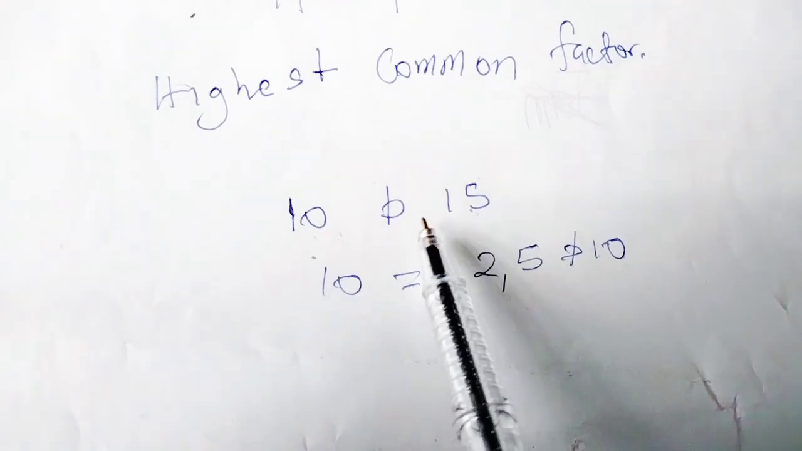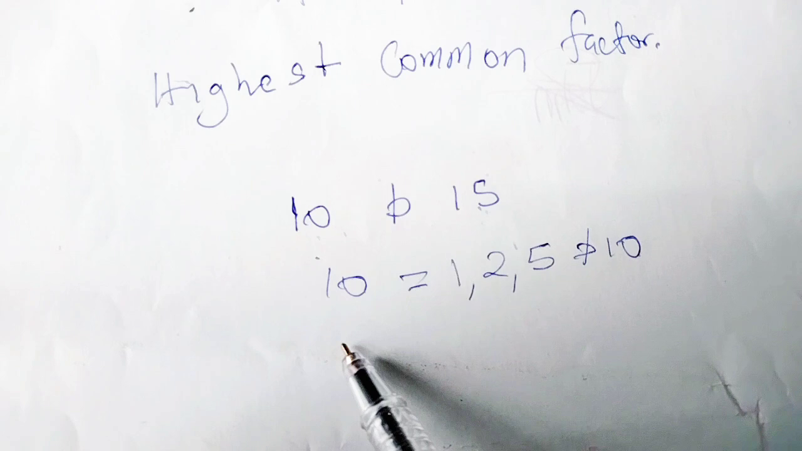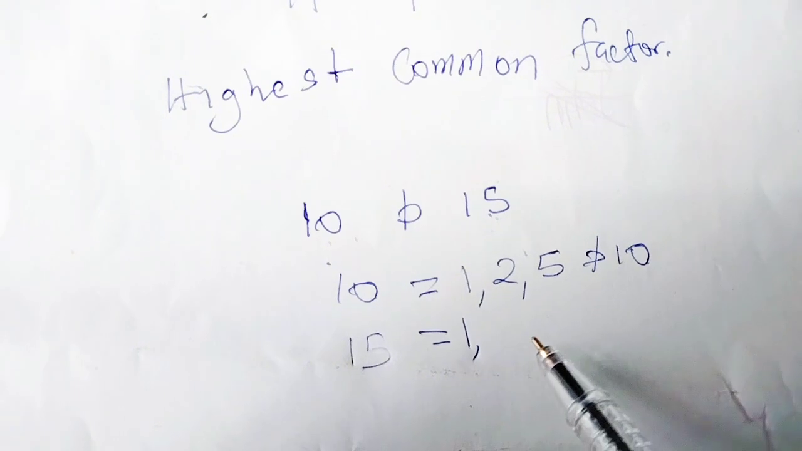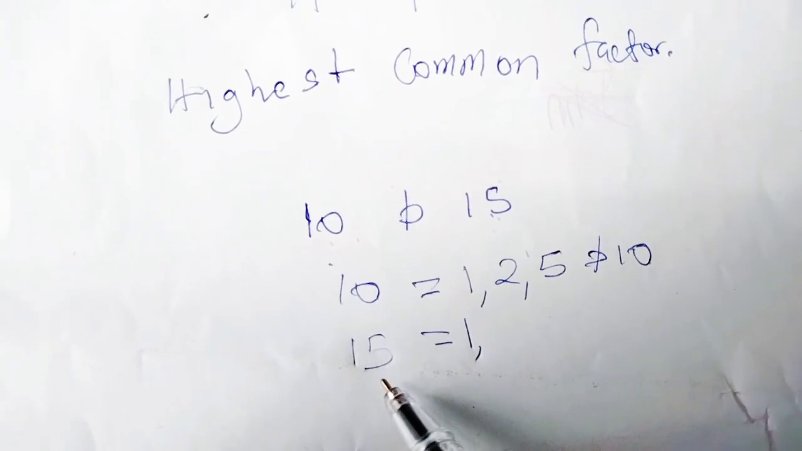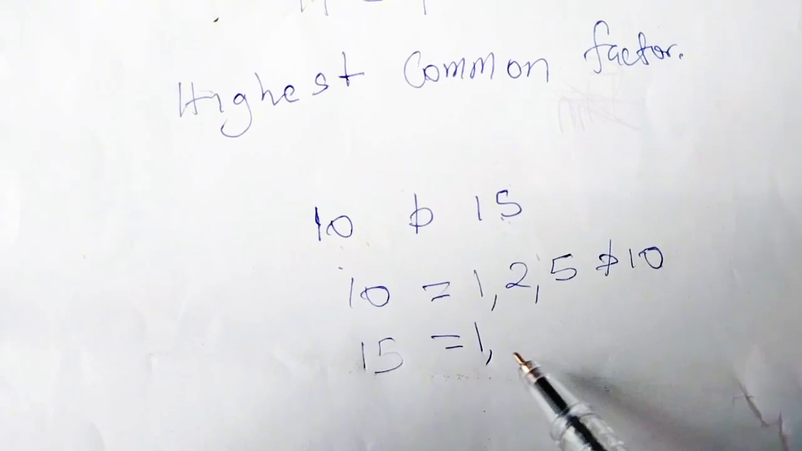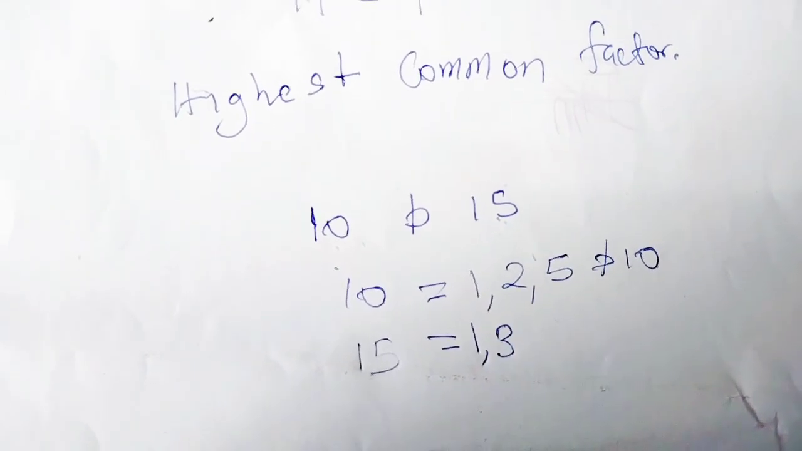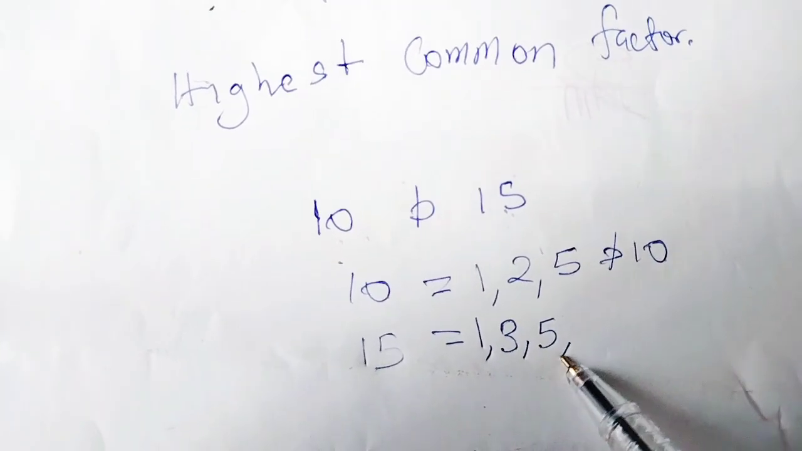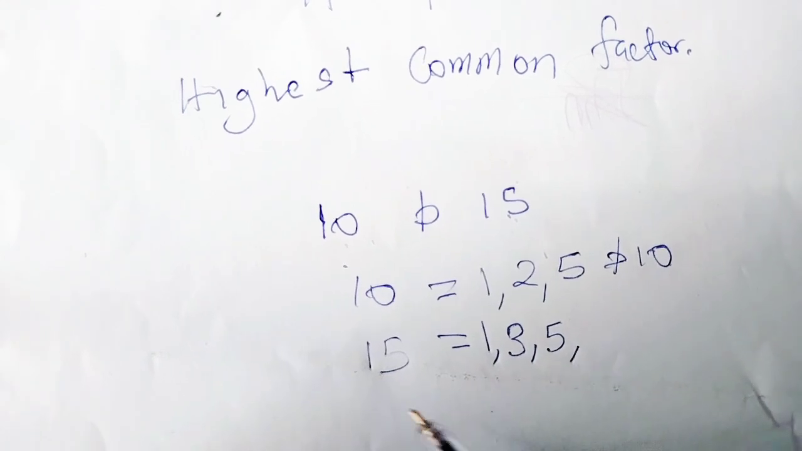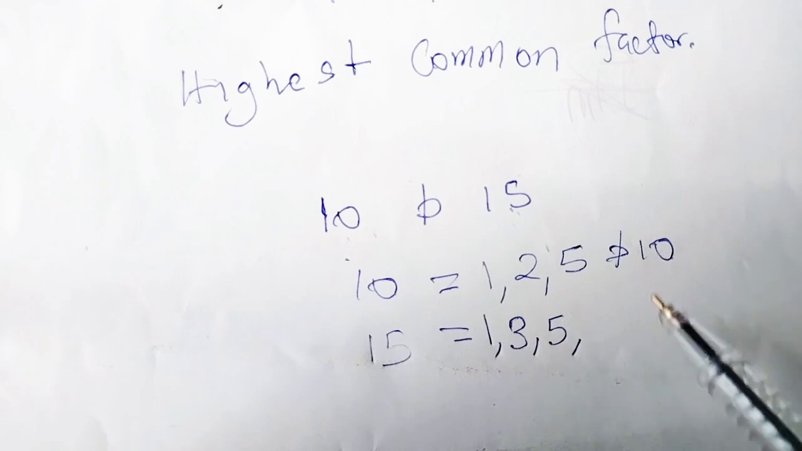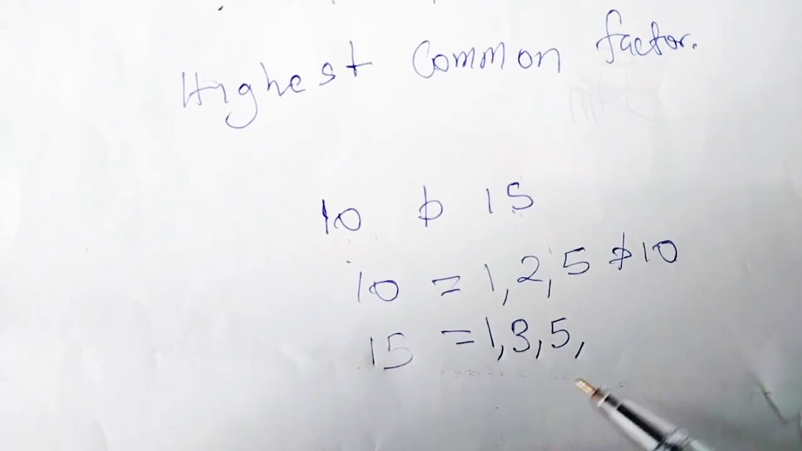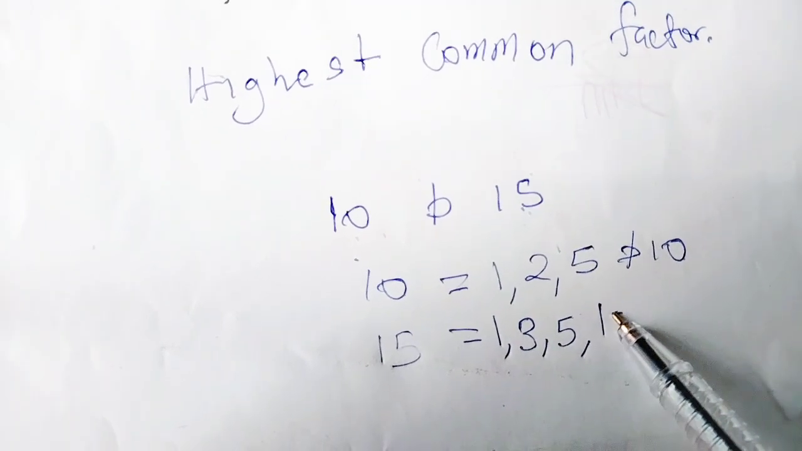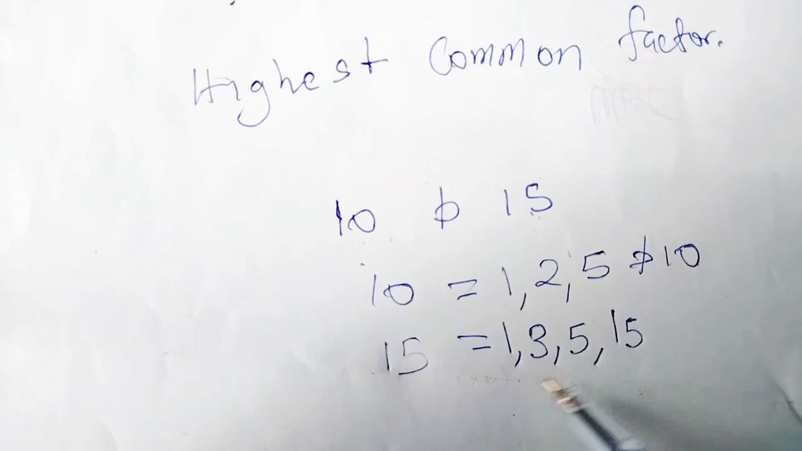Now, what are the factors that are available in 15? What are the numbers that can divide 15? 1 can divide 15. 2 cannot divide 15 because 15 is an odd number. 3 can divide 15, right? 5 can divide 15. Can 6 divide 15? Yes, it can, but it will have a remainder. Can 10 divide 15? Yes, it can, but it will have the remainder. And 15 itself. So these are the factors of 15.